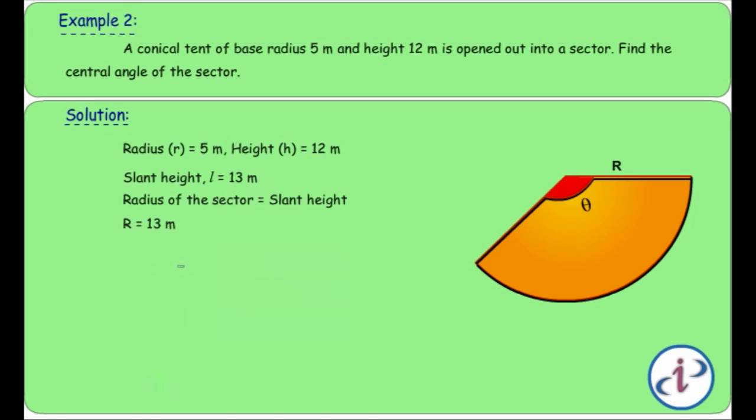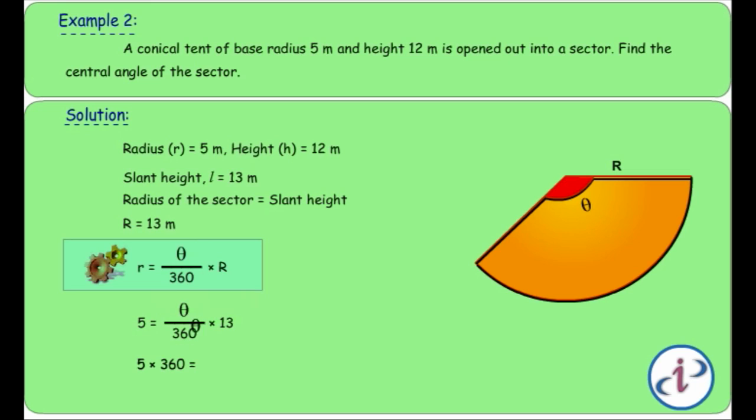We know that radius of a cone, r, is equal to theta by 360 times radius of the sector. Substituting the values, we get 5 is equal to theta by 360 times 13. Theta is equal to 360 times 5 whole divided by 13, which is equal to 138.46 degrees. Thus, central angle of the sector is equal to 138.46 degrees.